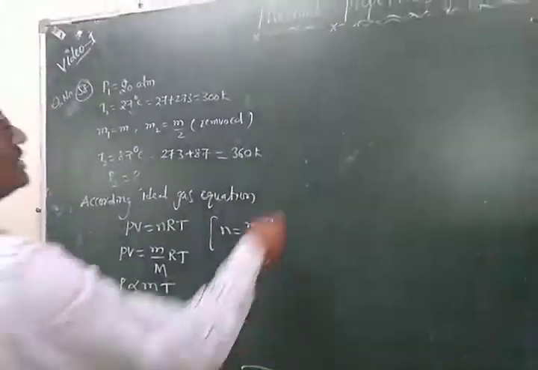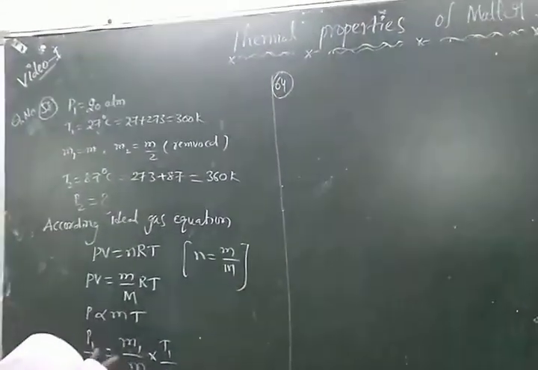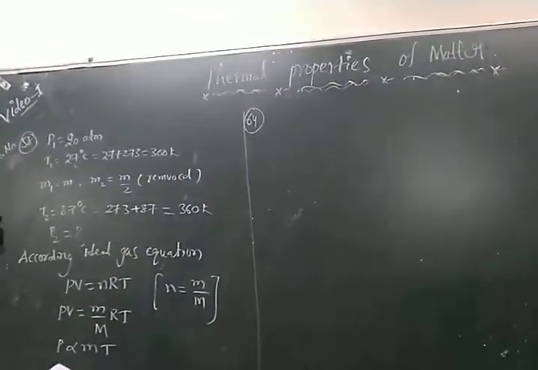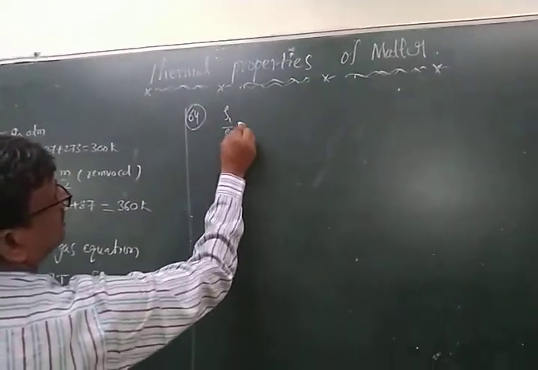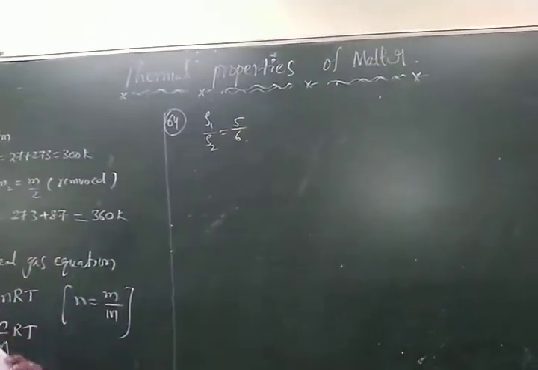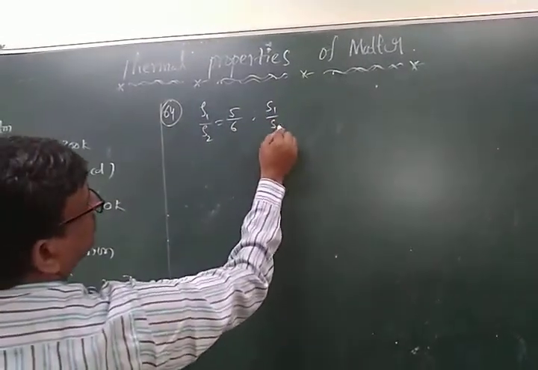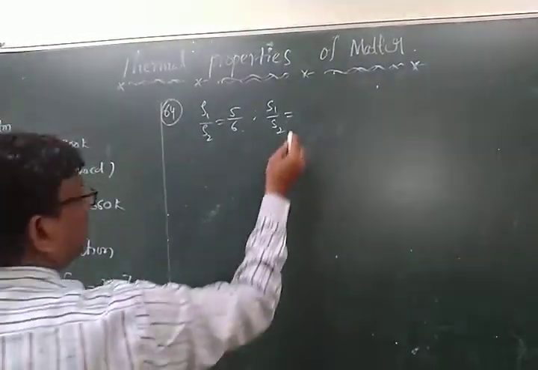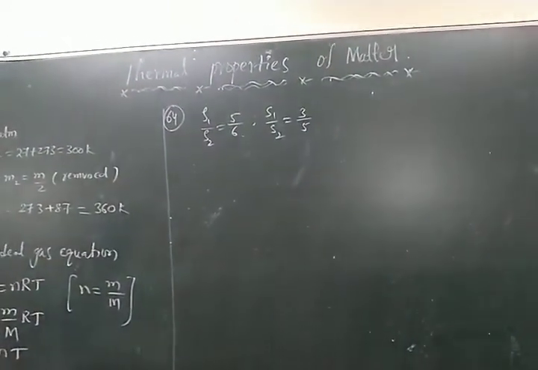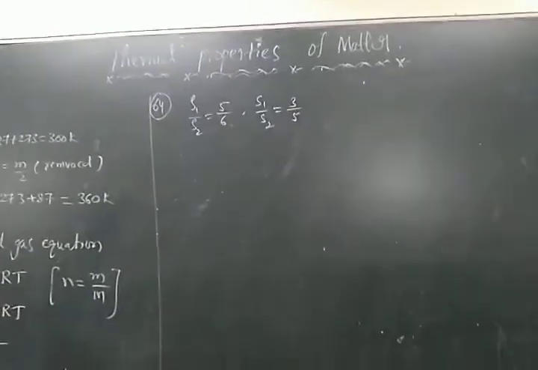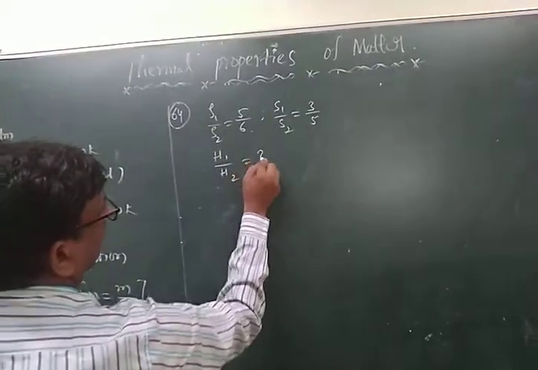So next, question number 64. The densities of two substances are in the ratio rho1 by rho2 equal to 5 by 6, and the specific heats are in the ratio S1 by S2 equal to 3 by 5. The ratio of thermal capacities for unit volume, the thermal capacity H1 by H2, is equal to how much?